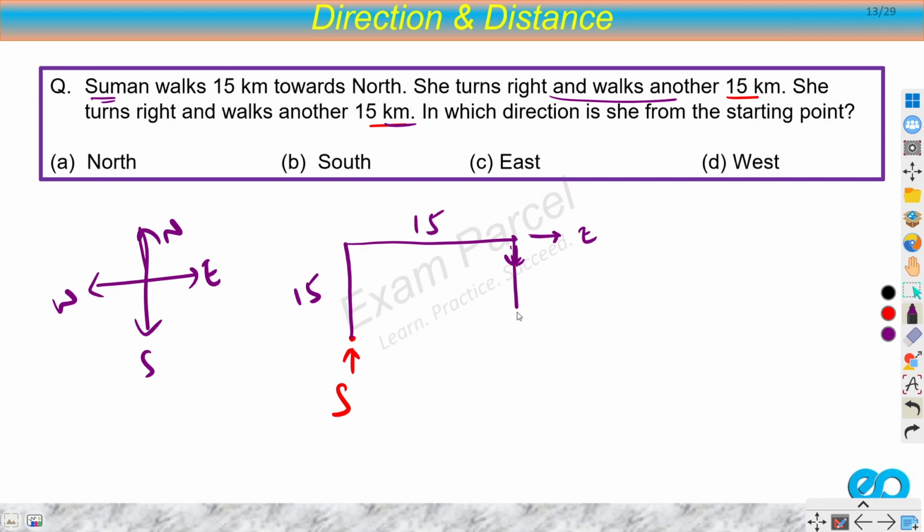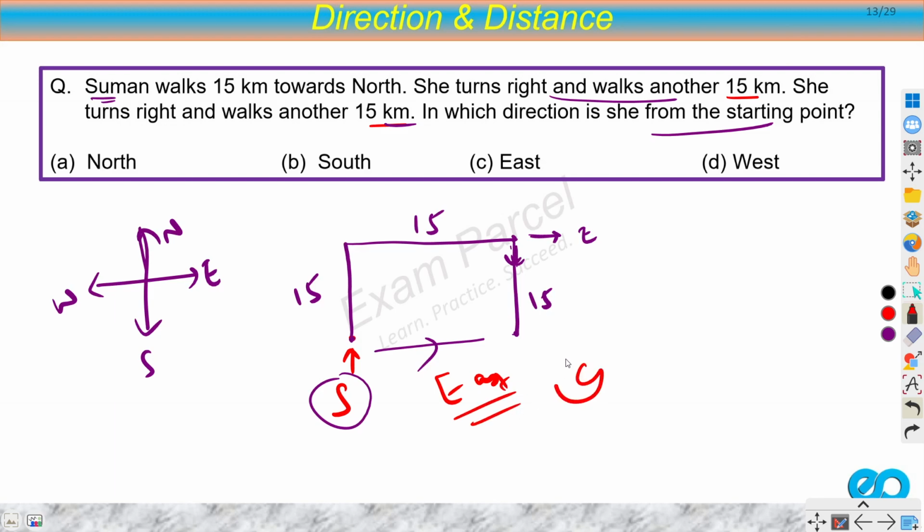So again she will travel 15 kilometers. In which direction is she from the starting point? So this is start, this is finish. So what is the direction of this position relative to this position? So obviously this is eastwards, right? If you look from here, this is eastward direction. East direction. So that is option C.